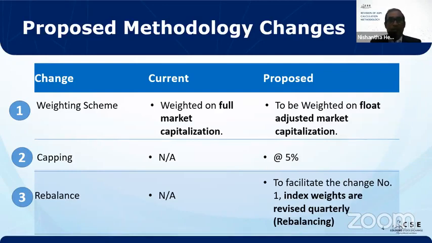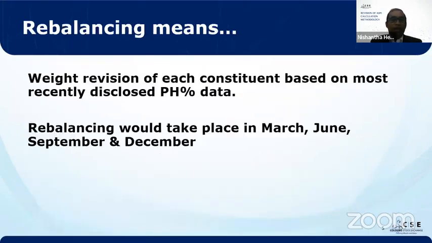However, in the proposed methodology, there would be quarterly rebalancing, or in other words, there would be 4 rebalancings, in March, June, September, as well as in December. Rebalancing means the weight revision of each constituent based on the recently disclosed public holding data. You would clearly understand the requirement of it. Once the companies disclose new public holding data, the index has to represent that. Therefore, it has to be adjusted. And the rebalancing would take place in March, June, September, and December. Remember, 3 changes. One is the weighting scheme change. Number 2, capping. Number 3, index rebalancing.